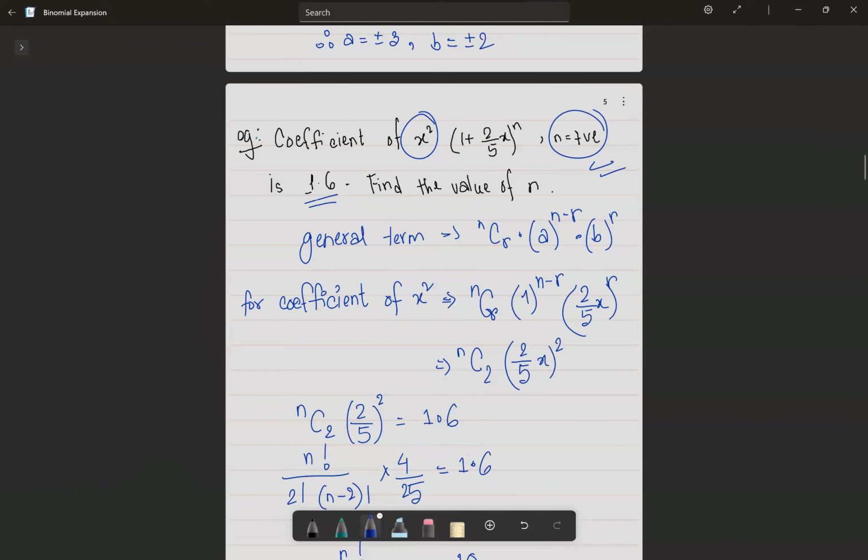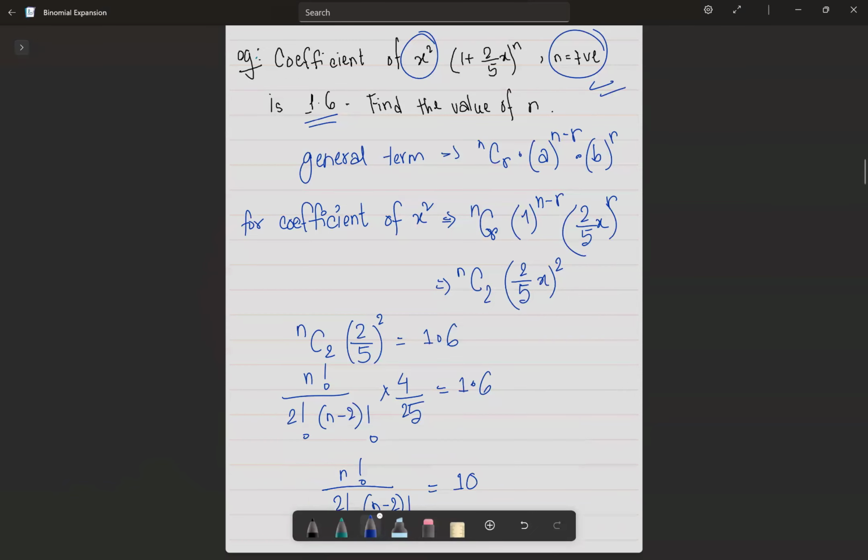Then we know the value of nCr. We use the formula for nCr. We know nCr is n factorial divided by r factorial into n minus r factorial. We wrote it down. We evaluated 2 by 5 squared as 4 by 25, and then we did not write the value of x square with it because we were concerned with the coefficient of x square. Coefficient of x square means everything with x square. So everything with x square is nC2 into 2 by 5 whole square. So that is equals to 1.6 given in the question.